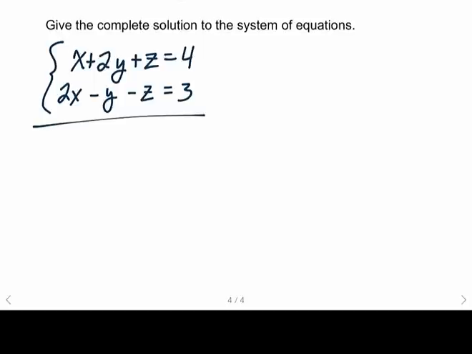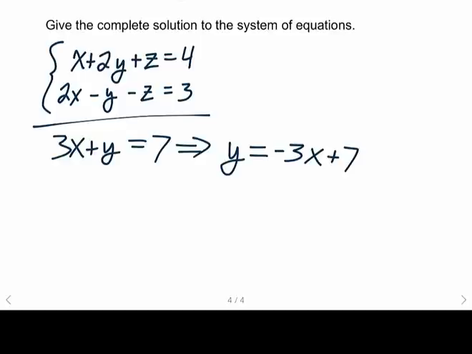I'm going to add these 2 straight away, and we're going to get rid of the z's. So when I add these, I get 3x plus y equals 7. Guess what I'm going to do? Solve for y. So I get y equals negative 3x plus 7. Now, what I have is y in terms of x. Since I have y in terms of x, I want something else in terms of x now. What do you think that something else is?